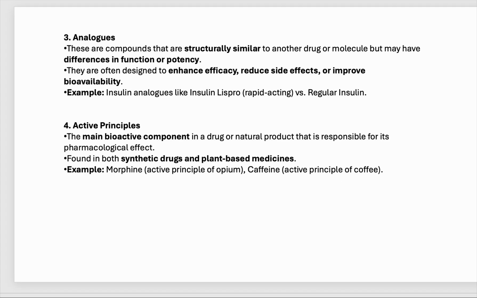The next term was analog. These drugs are structurally similar to other drugs and molecules, but have differences in function and potency. They are often designed to enhance efficacy, reduce side effects, and improve bioavailability. But you have to understand, Me Too drugs and analogs are different. Me Too drugs are slightly modified versions of an already existing drug in the market. Analogs have similarity in structure, but their functions can be different. Their potency can be different, and that's the key difference here.